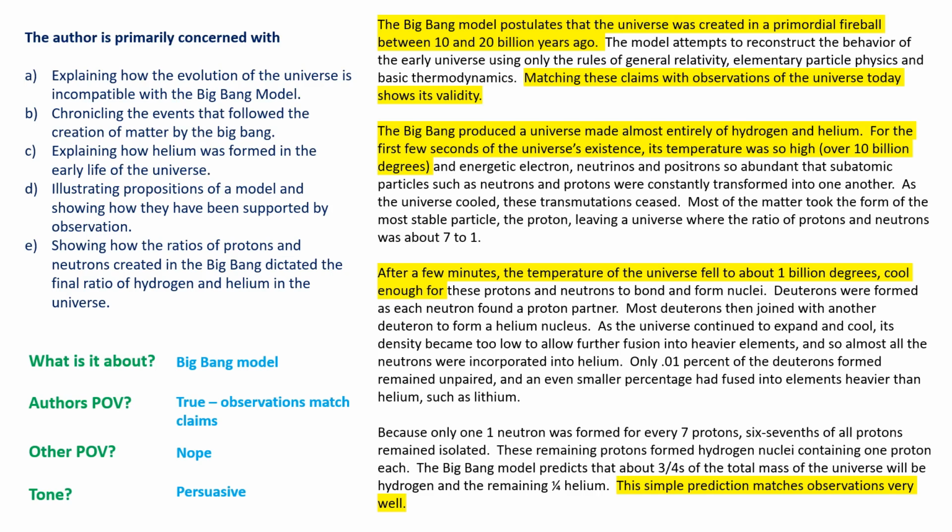Explaining how the evolution of the universe is incompatible with the Big Bang model. No, we know that's not true. The author actually believes in the Big Bang model. B, chronicling the events that followed the creation of matter by the Big Bang. B is a classic distractor. It's wrong. Yes, the passage does talk some about what happened in the first few seconds and few minutes of the Big Bang, but did we write any of that down when we answered our first 4 questions? No, the main point that we wrote down is that the author believes that the Big Bang is correct because predictions match observations. Stick to that.